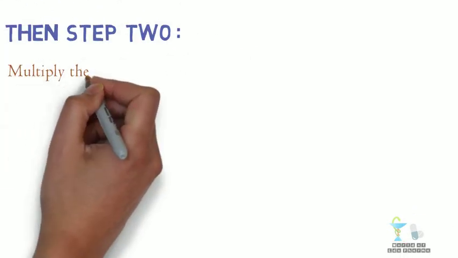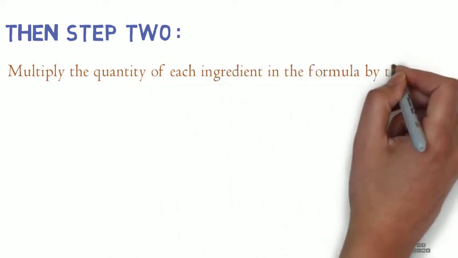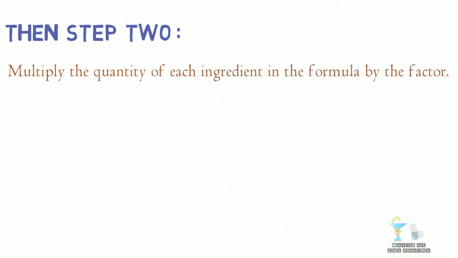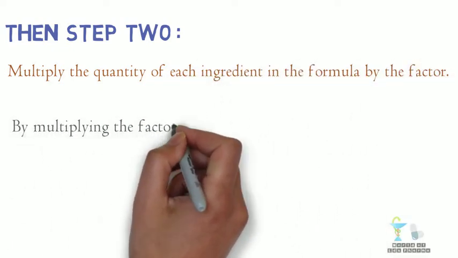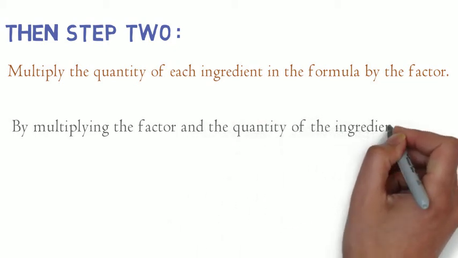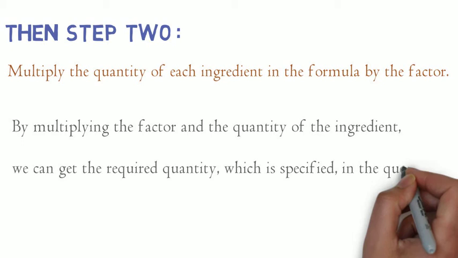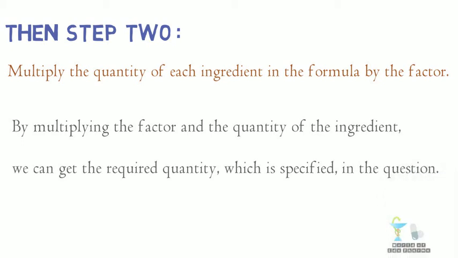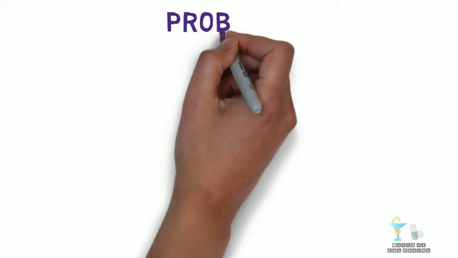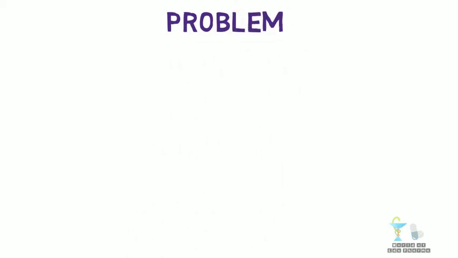Then step 2. Multiply the quantity of each ingredient in the formula by the factor, which we have found already. By multiplying the factor and the quantity of the ingredient, we can get the required quantity, which is specified in the question. Now, let us look onto a simple problem.